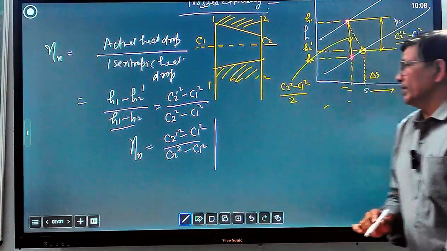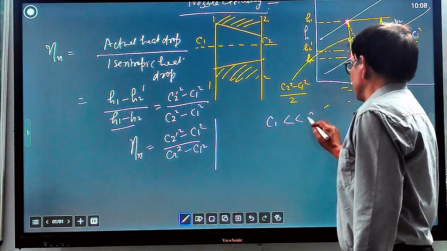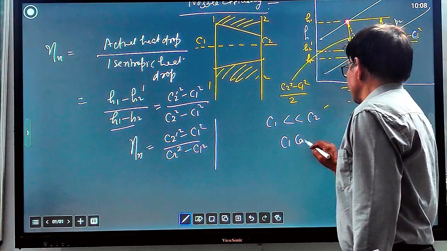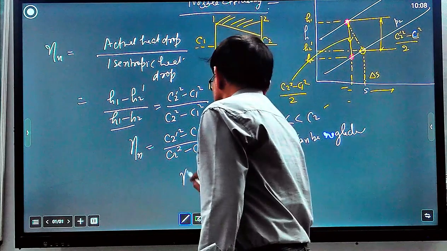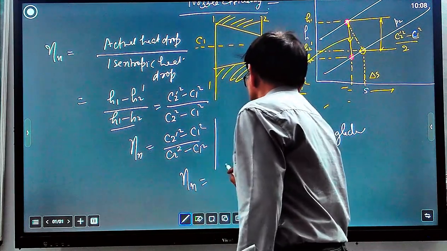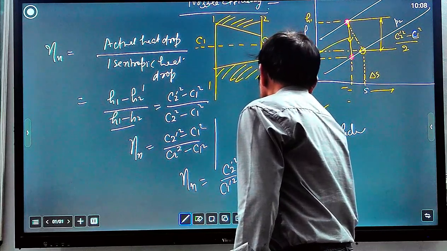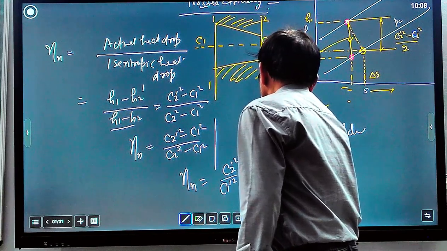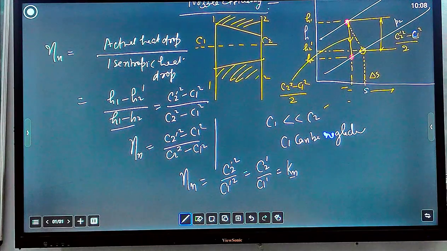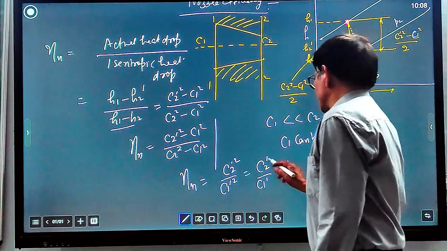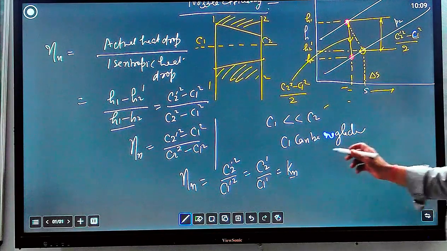Again, we can further simplify, because we know that the initial velocity C1 is very small compared to C2. So C1 can be neglected. The equation will be reduced to nozzle efficiency equal to C2 dash square upon C2 square. You can also define the coefficient of nozzle, Kn, as C2 dash upon C2. Then nozzle efficiency is Kn square.